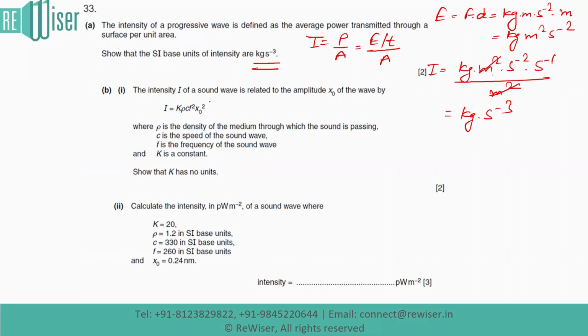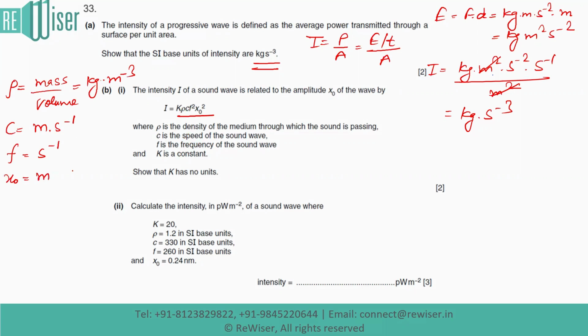So what we will do, we'll first calculate the total base units for rho c f square x naught square, where rho is defined as the density, so mass per unit volume. Mass has units of kilogram and volume meter cube, so kilogram meter minus 3. c is basically speed, so meter s minus 1. f is frequency, so it's per second, hertz, so f has units of s minus 1. And x naught is the amplitude, so it will have unit of meter, or length.